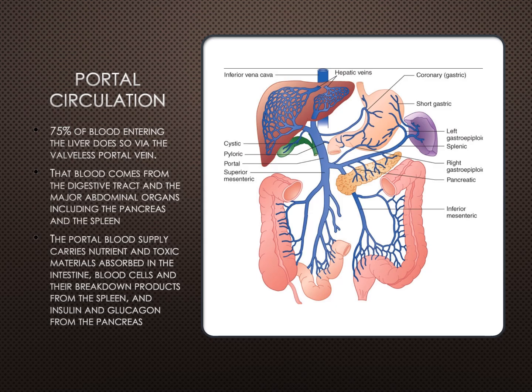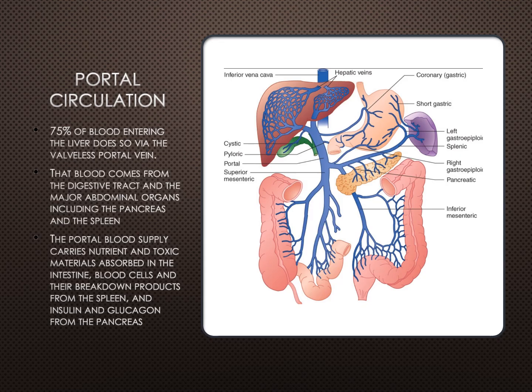So we're going to talk a little bit more about the portal circulation because this is going to lead to our discussions on some of the major complications of liver failure like ascites, splenomegaly, and esophageal varices. So within the portal circulation, 75% of the blood that enters the liver does so via the valveless portal vein. We also have a hepatic artery, but it only supplies 25% of the blood supply to the liver. The vast majority of the blood coming into the liver is coming in through the venous system.